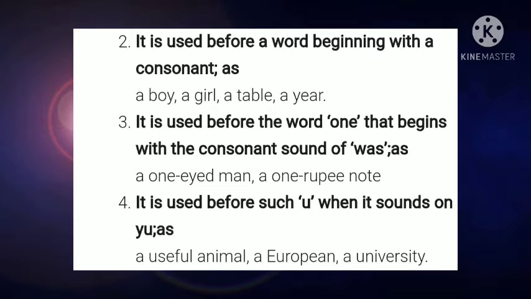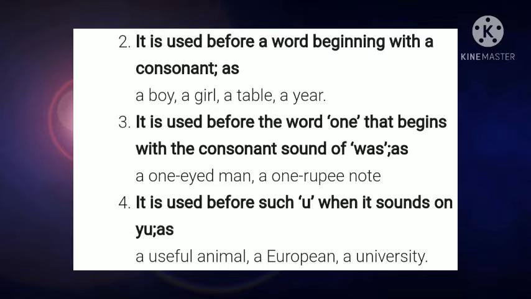Other than these letters, we call the rest consonant letters. If the word starts with a different letter, then we use the article a. For example, a boy, a girl, a table. Here girl starts with G, boy with B, and table with T, which are other than vowel letters.